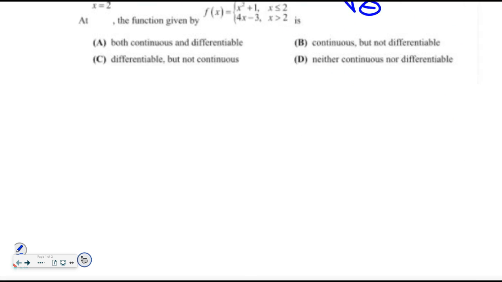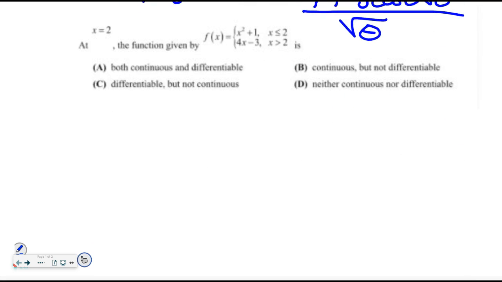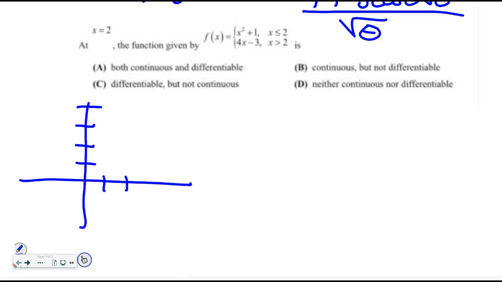All right, the next one. This is a parabola meeting up with a line at 2. To be differentiable, first of all, we have to make sure that the function's continuous. So I'm checking that there's no holes. There's not, because there's that less than or equal to, greater than or equal to. Then I plug the 2 in.